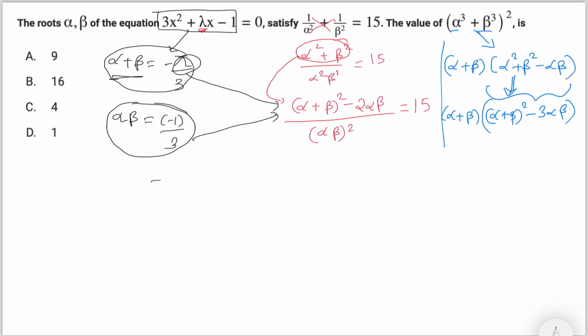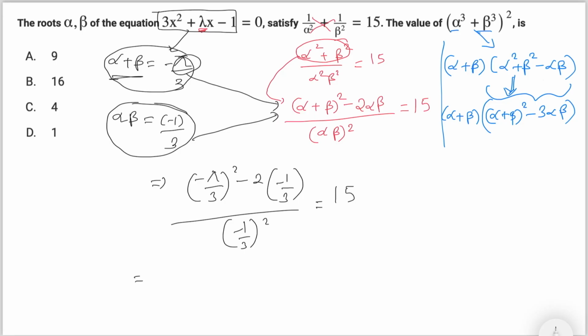So let's substitute. Alpha plus beta the whole square is minus of lambda by 3 the whole square, minus 2 times alpha beta. Alpha beta is minus 1/3. Divide by alpha beta the whole square, which is minus 1 by 3 the whole square. This thing has been given to us as 15. On simplifying, this becomes lambda square by 9 plus 2 by 3 is 15 into minus 1 by 3 square, basically 15 into 1 by 9. So 5 ones are and 5 threes are gone.